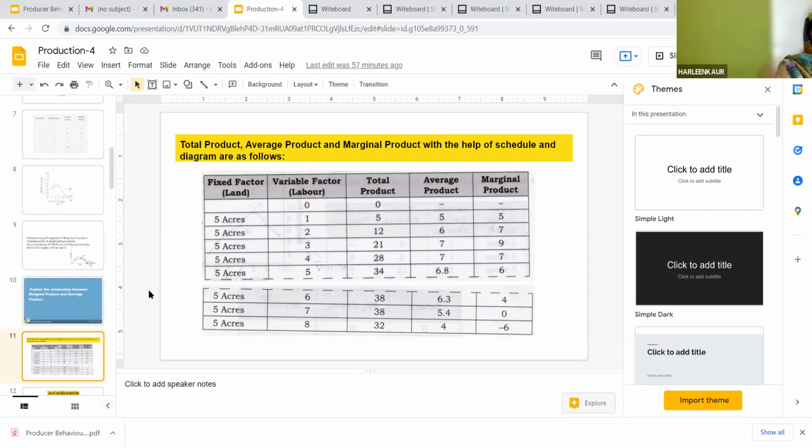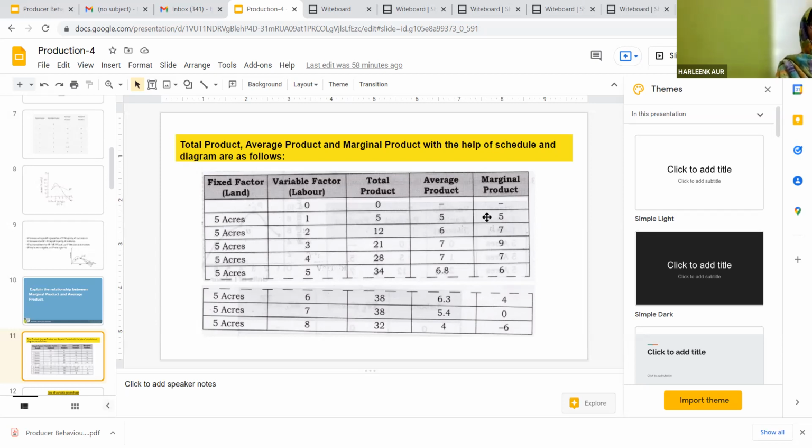Yeah. So, can you see the table? Here we have fixed factor as land, which is 5 acres. After that, we have given variable factor, which is labor from 0 to 8. Then we have given total product 0, 5, 12, 21, 28, 34, 38, 38, 32. And we have given average product not defined, 5, 6, 7, 7, 6.8, 6.3, 5.4, 4. Then marginal product not defined, 5, 7, 9, 7, 6, 4, 0, minus 6.